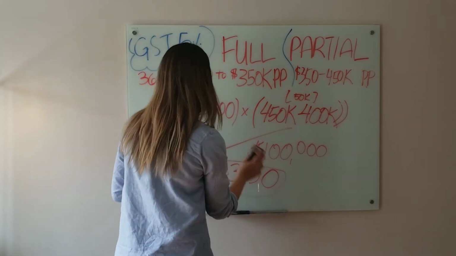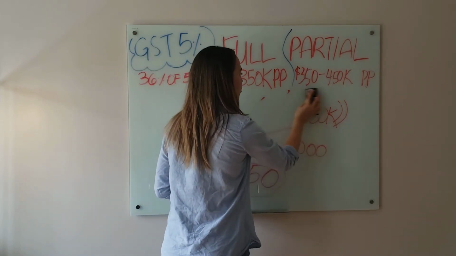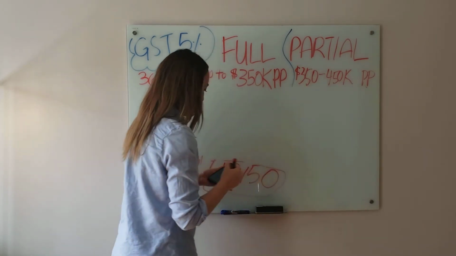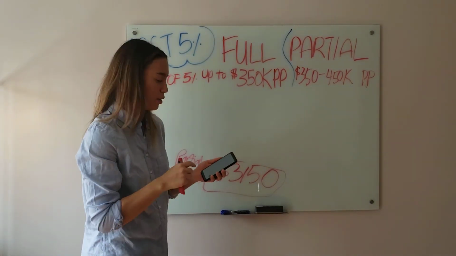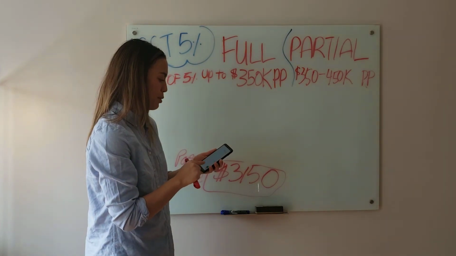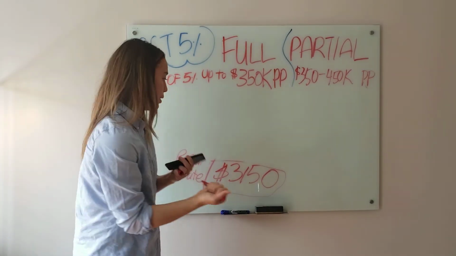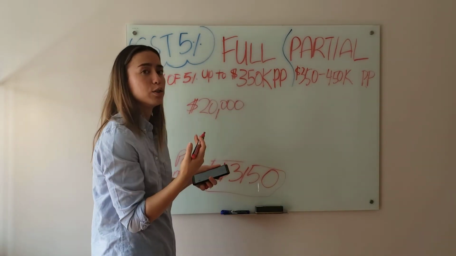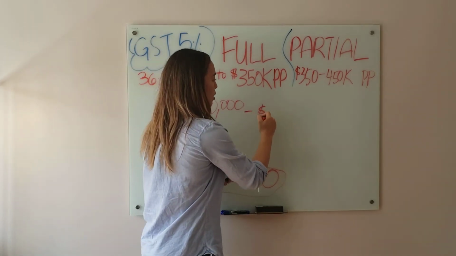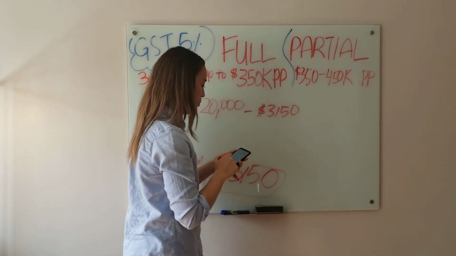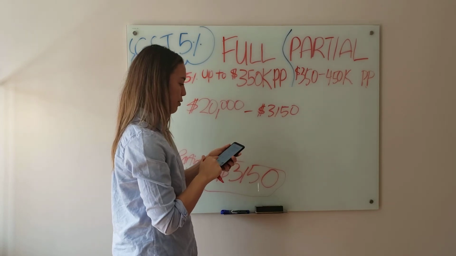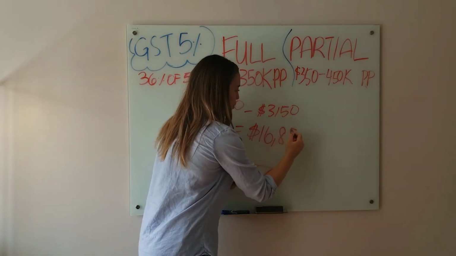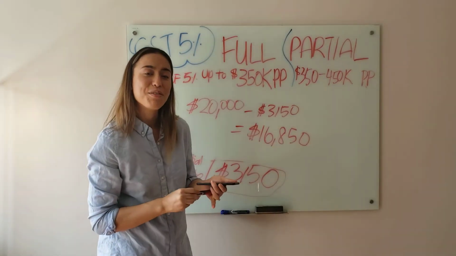So again, using this situation, to figure out what your total GST is after your rebate, in this situation we use 400,000. So you go 400,000 times 0.05, so 5%, is $20,000. This is the typical GST that you would pay based on a $400,000 purchase price. And then you less that by the rebate, $20,000 less $3,150, and you get a GST after rebate of $16,850.